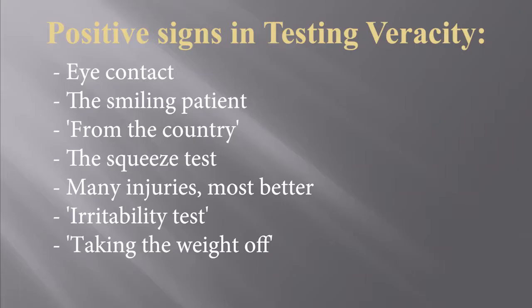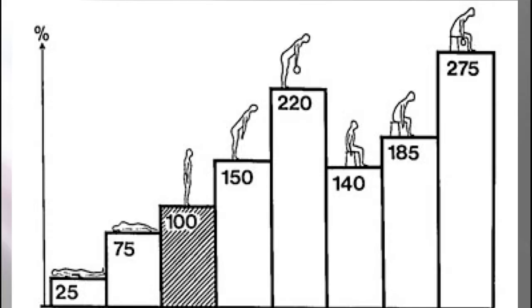Taking the weight off. The intradiscal pressure in the recumbent position is 25 kilograms. It is well recognized that a far greater force passes through the lumbosacral disc in the sitting position, 140 kilograms, than on standing, 100 kilograms. The highest pressure is on sitting and bending forward while lifting a weight, 275 kilograms.